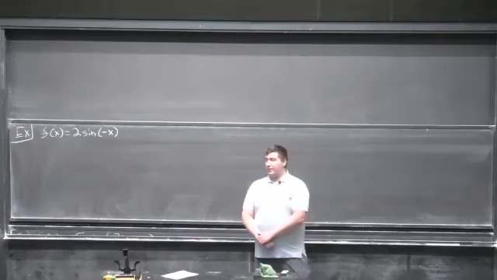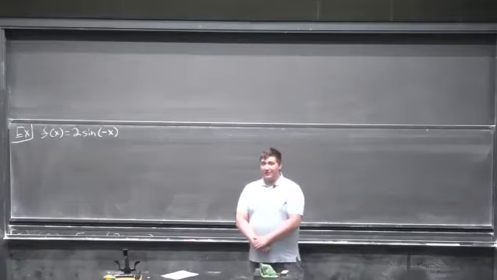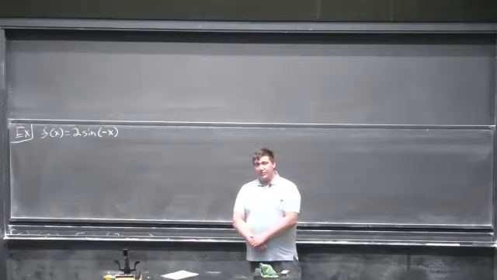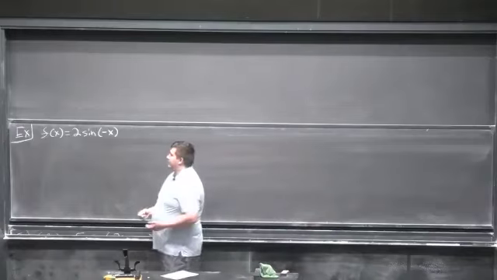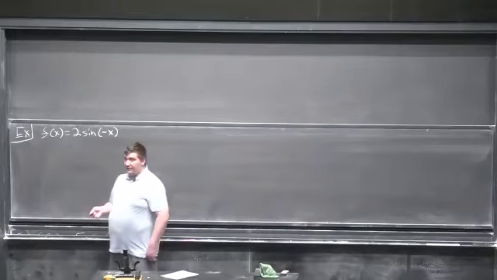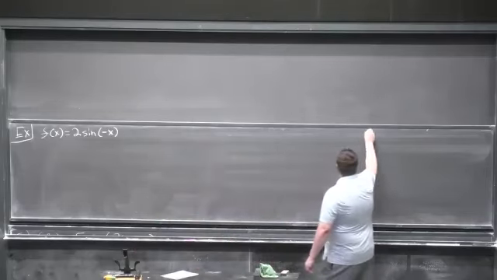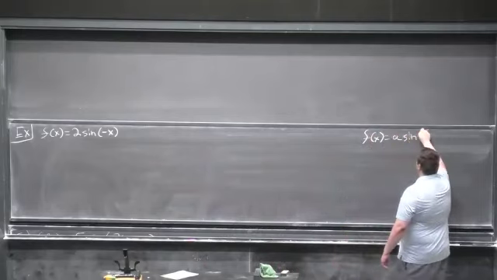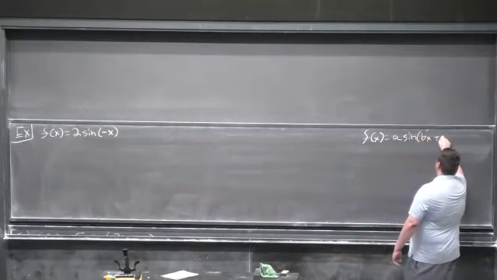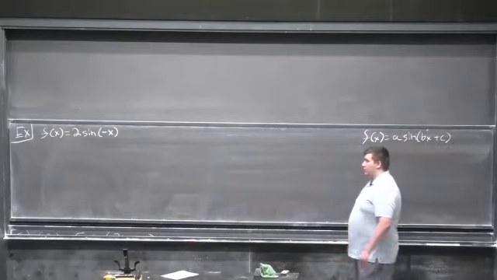Welcome. Today we'll be discussing two more examples of shifted standard sine functions, as well as being able to describe the properties of them. So here we have f of x equals 2 sine of negative x, and we want to get it into the form f of x equals a sine of bx plus c, where a and b are positive values.